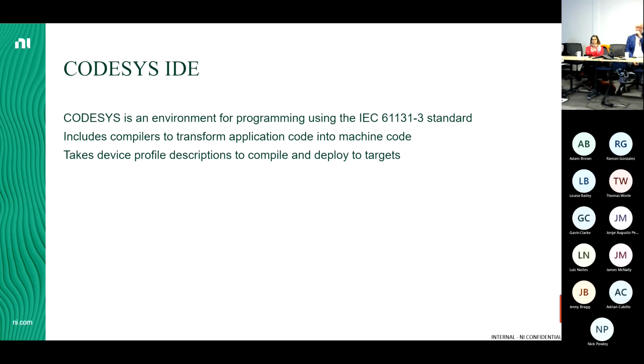I'm going to use CODESYS for this, mostly because it was the first one that came up that had a free license, and I was sort of proving this out to myself. CODESYS includes compilers to transform all the application code into actual machine code. Essentially, you just feed it device profile descriptions, and you program it in some 6113 standard, and you can then deploy things.